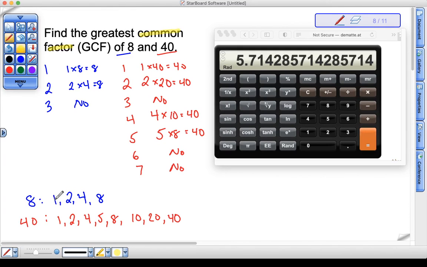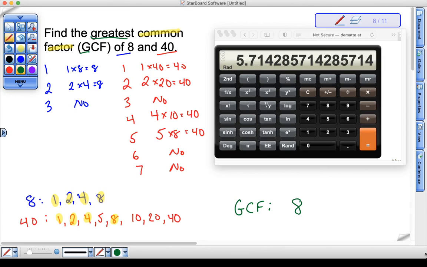So as usual, the 1s will always match up. I also have 2s that match up. I have 4s that match up. This is great so far. And 8 also match up. I don't have any more numbers here. So of all those numbers, we now need to find the greatest one. So that's the number all the way on the right that we highlighted, which is going to be our 8s. So our GCF, as we would write that over into Schoology, is going to be 8.